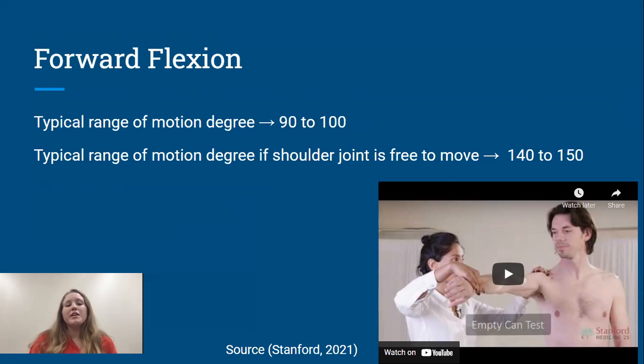The typical degrees for forward flexion, if the shoulder girdle is prevented from moving, would be around 90 to 100, and if the shoulder joint is free to move, it would be around 140 to 150.